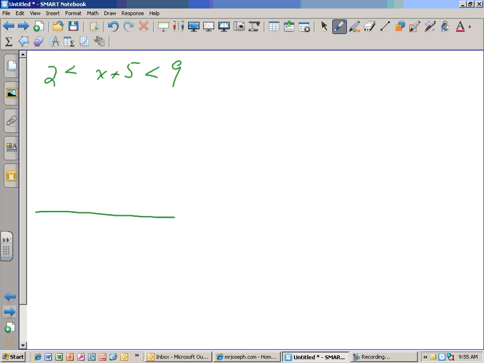So what it's going to look like when you graph it, here's your 0, it's going to be between two numbers. 2 and 9? No, it's not going to be between 2 and 9. So what we have to do here is solve two equations. We'll solve this one where 2 is less than x plus 5, and we're also going to solve x plus 5 less than 9. So let's solve those two equations by subtracting 5 from each side.